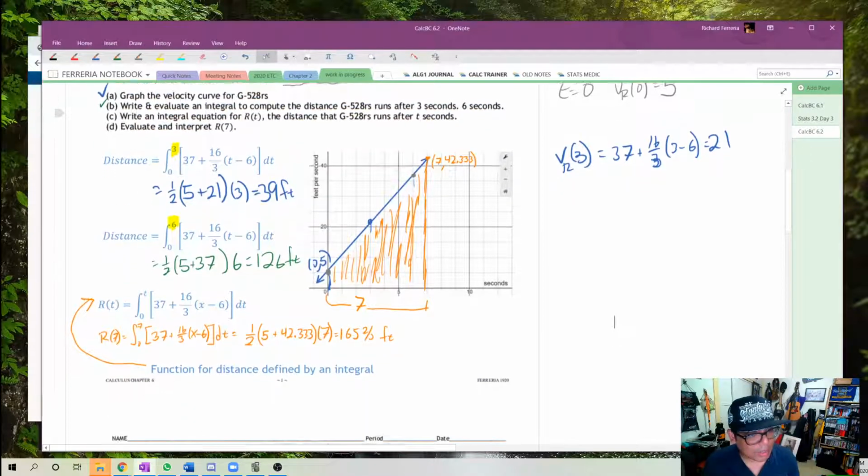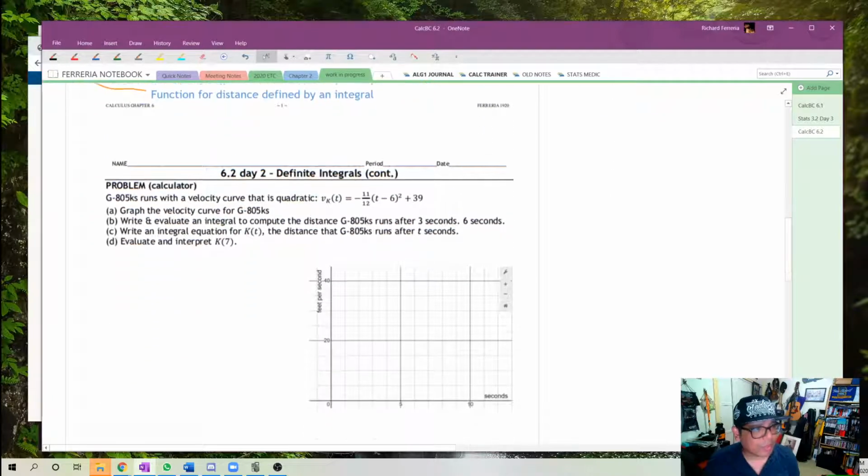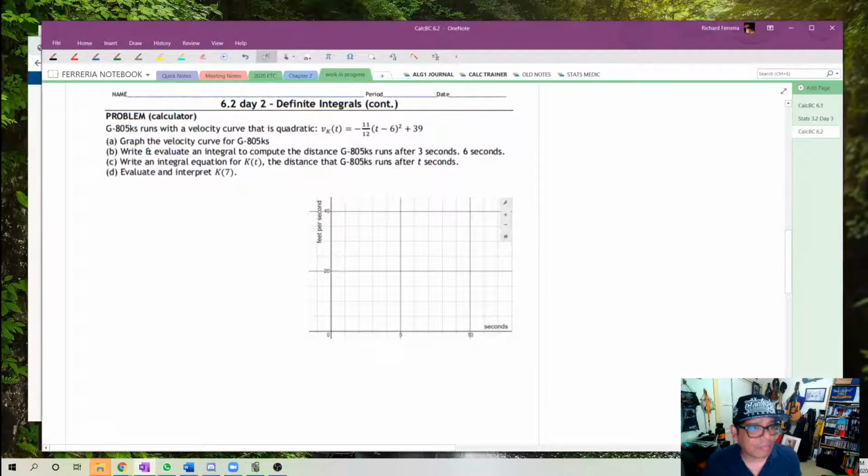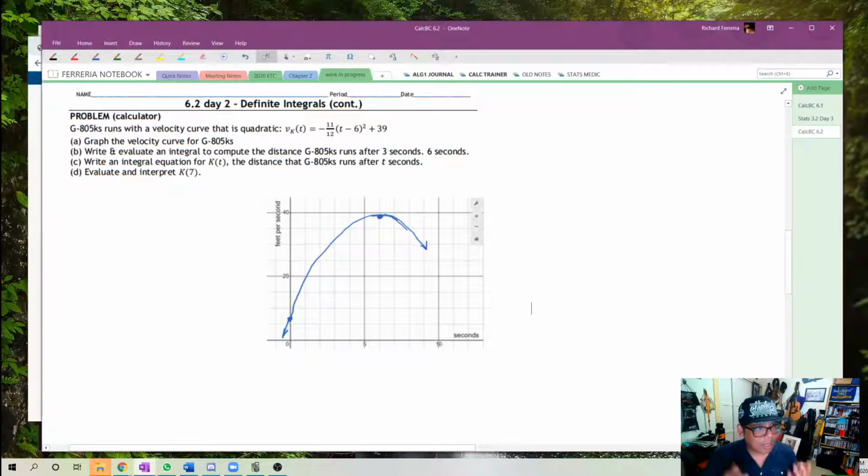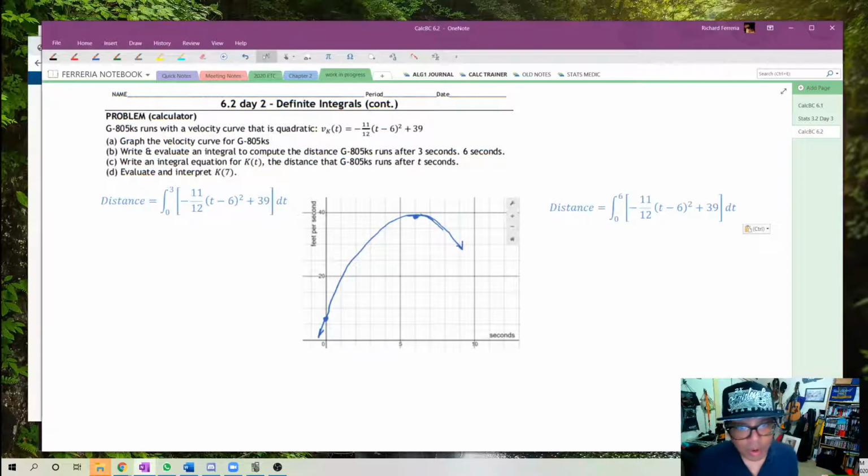But now let's take a look at the next Gallimimus, which is G805KS. Okay, this is a quadratic velocity curve, and I'm not going to labor graphing the quadratic. I'm just going to go ahead and put it out there. Now, with the last section, we were able to, let me back up a little bit. Next is to write and evaluate integrals to compute the distance after 3 seconds and 6 seconds. And we'll put both of those integrals there because now that we've seen them, there shouldn't be any mystery to what they look like. So there are the two integrals.